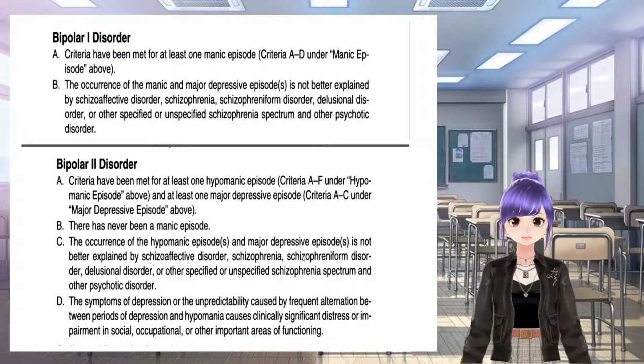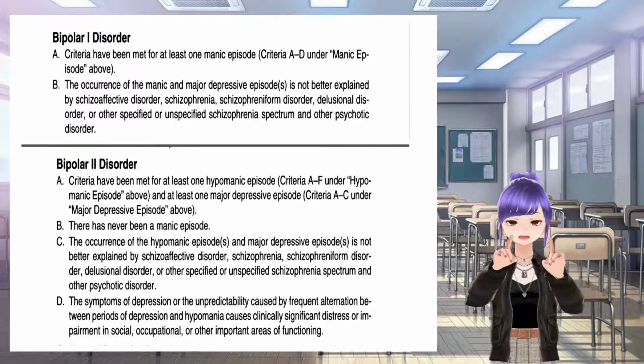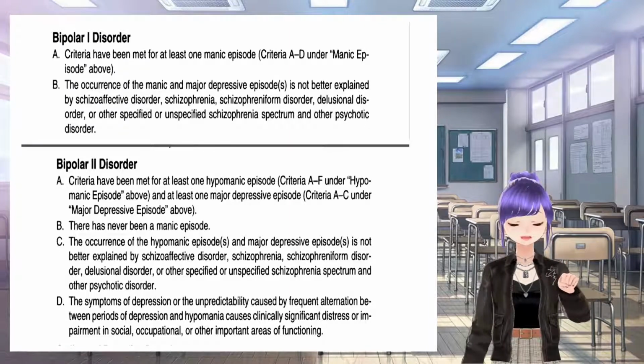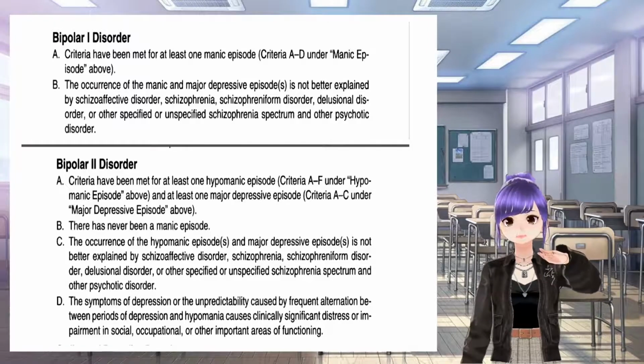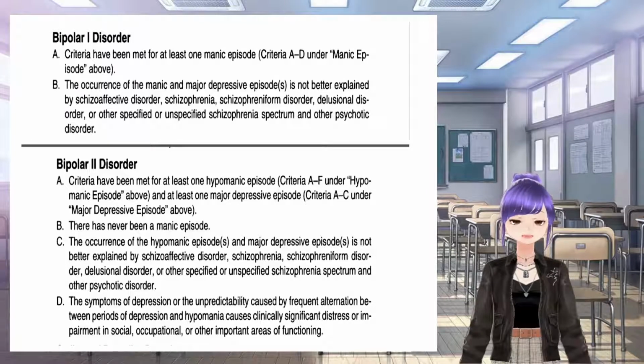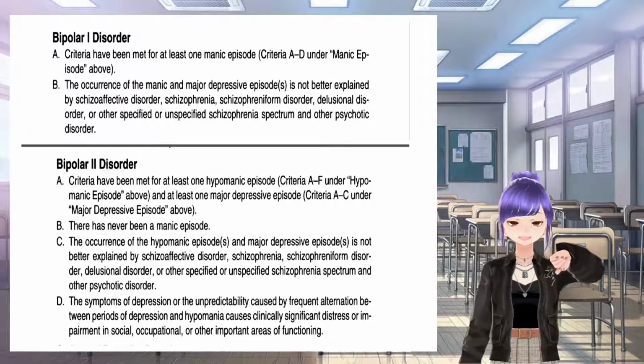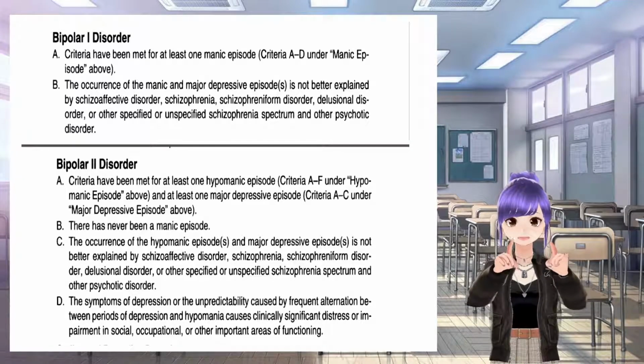For bipolar 2, the criteria must have at least one hypomanic and one major depressive episode. Okay, so one hypomanic and one depressive episode. So for bipolar 1, just remember at least one manic episode. Because in bipolar 1, even though the patient did not experience a major depressive episode, if there is only manic and hypomanic episodes, immediately the diagnosis is bipolar 1. But for bipolar 2, at least one hypomanic episode and one major depressive episode.